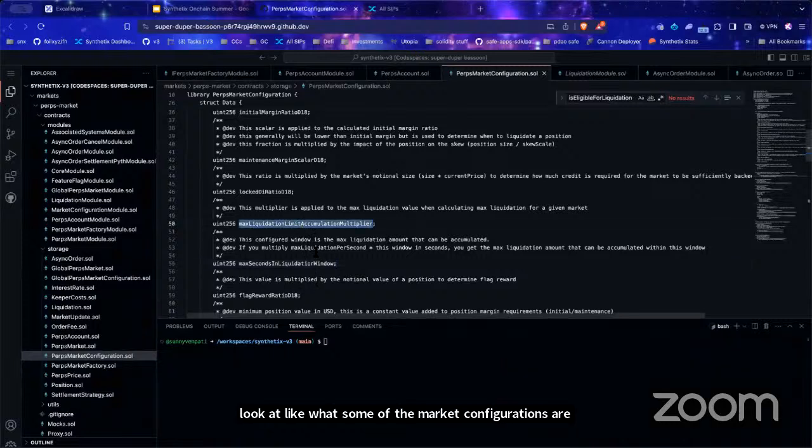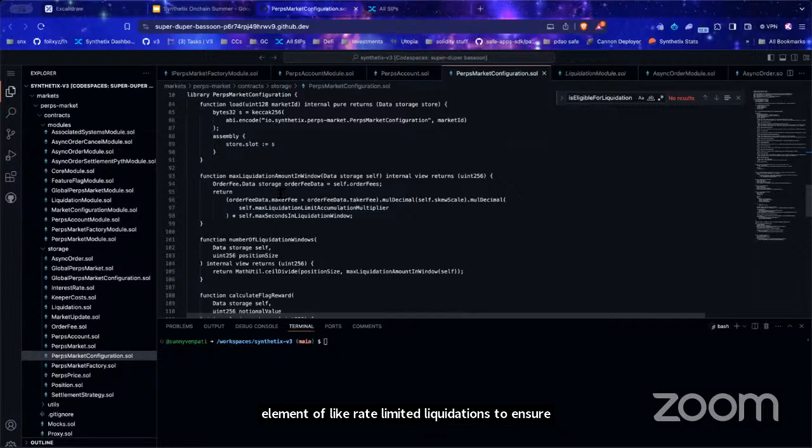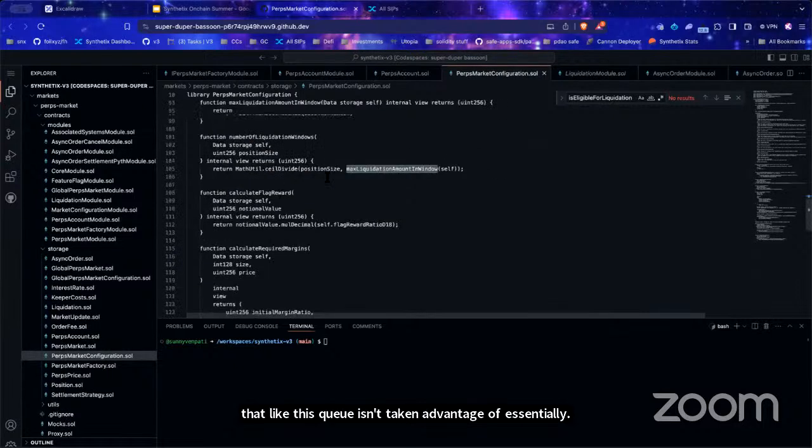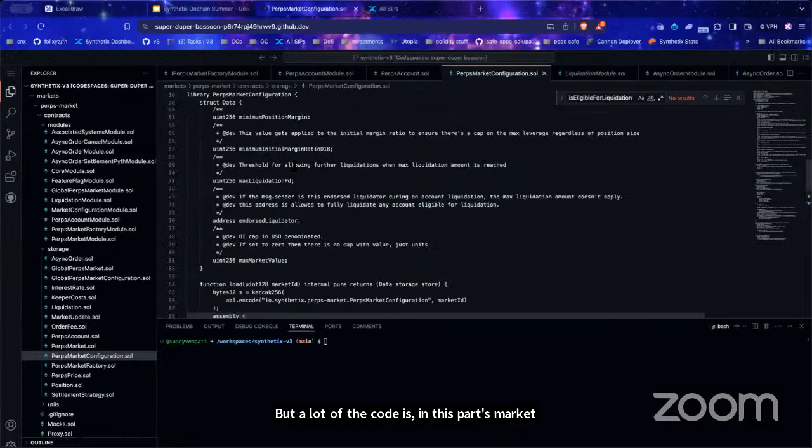This is more implementation details. It gets pretty gnarly how some of this implementation is, but I don't want to get too deep into the weeds here. Just know that there is this element of rate limited liquidations to ensure that this queue isn't taken advantage of essentially. A lot of the code is in this perps market configuration details.